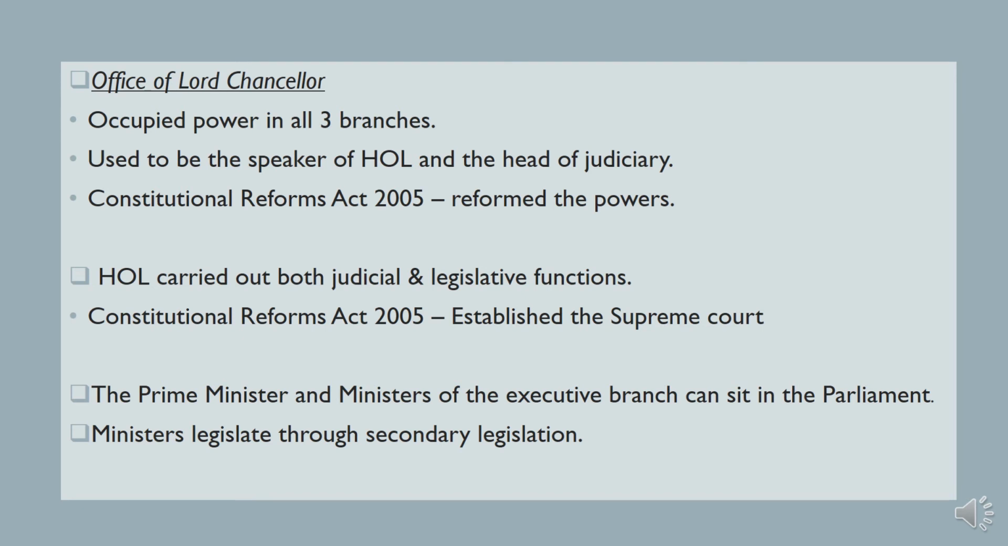The Prime Minister and ministers of the executive branch can sit in the Parliament. As we saw, Prime Ministers and ministers were part of the legislature as well as the executive. So this is also an overlap of powers. The ministers legislate through secondary legislation or delegated legislation. So ministers perform the functions of the executive as well as the legislature.